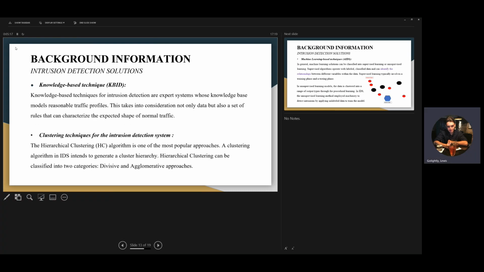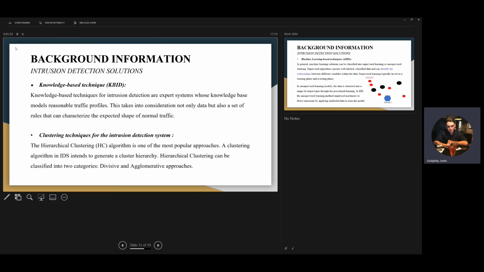Knowledge-based techniques for intrusion detection are expert systems whose knowledge-based models are reasonable traffic profiles, and these take into consideration not only data but also a set of rules that can characterize the expected shape of normal traffic. So clustering techniques for intrusion detection systems: the hierarchical clustering algorithm is one of the most popular approaches.